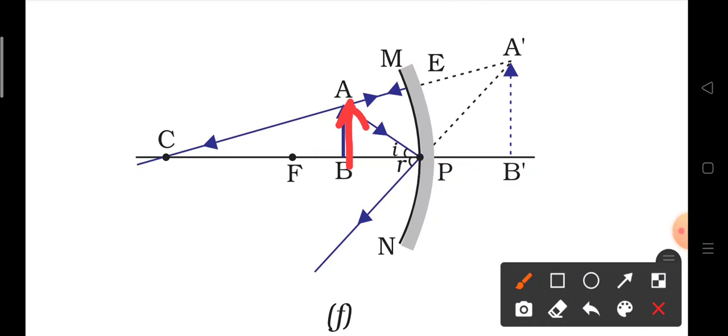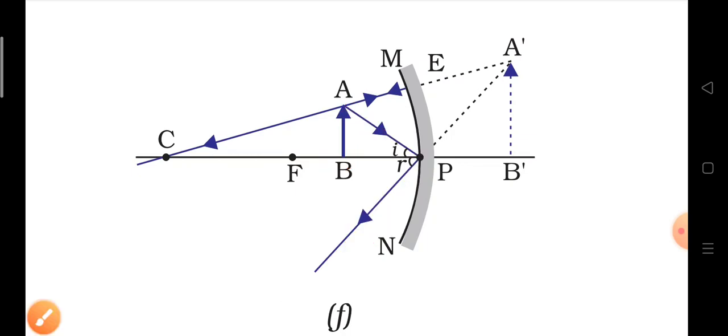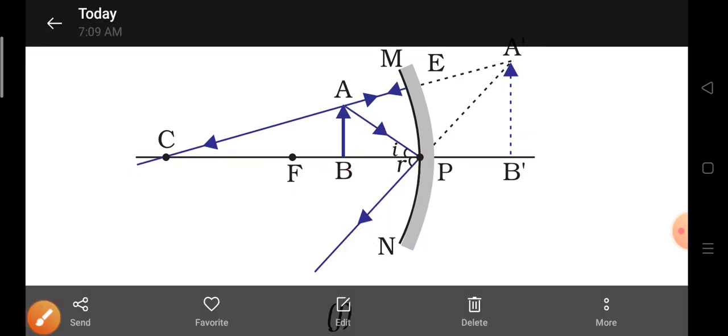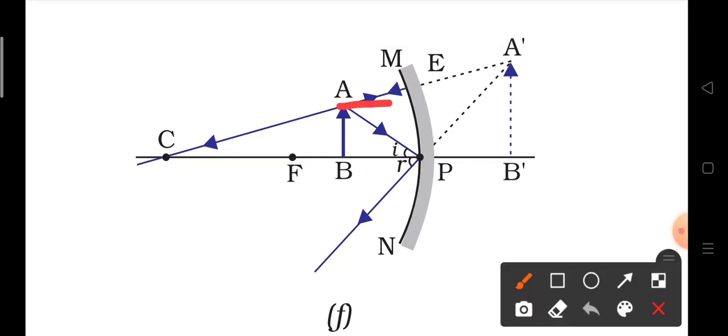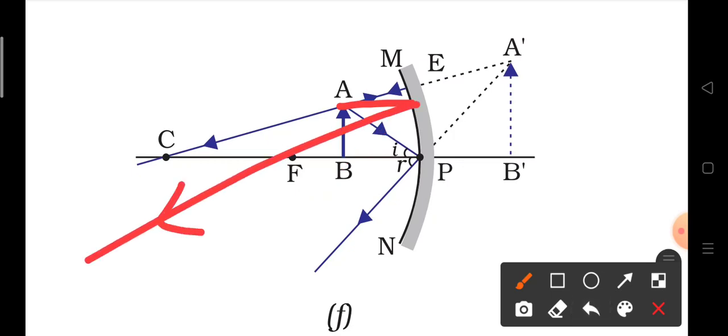And the case number 6, when the object is placed between focus and pole, then the light ray which has been coming from here will move in this way. Either you draw this ray or you can draw the light ray which has been coming parallel to the principal axis. The light ray which is coming parallel to the principal axis will pass through the focus. Clear? So when it is passed through the focus after reflection, and the light ray which is coming from the center of curvature will move back from the center of curvature.